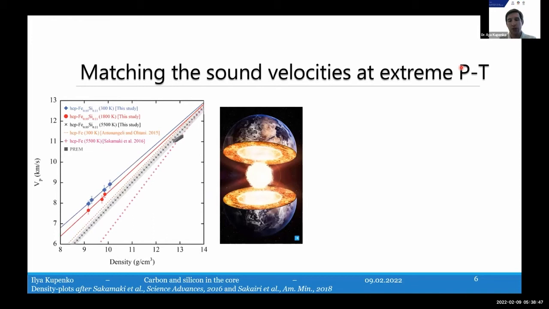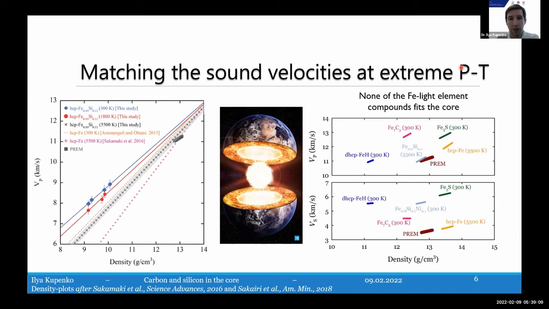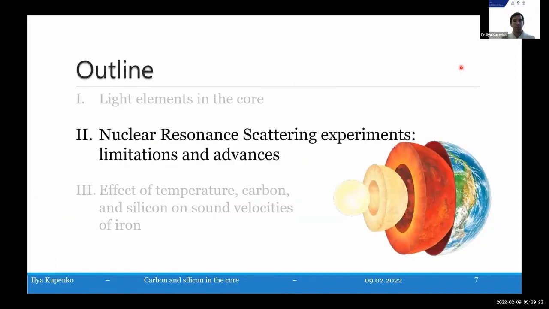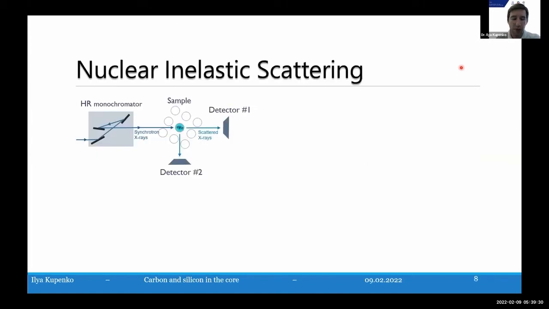The existing studies of temperature effect on sound velocities are mostly focused on compressional sound velocities, while the direct effect of the temperature on the shear velocities has been measured only for a very limited number of compounds and at relatively low pressures. Because of that, none of the iron light elements compounds up to now can fit the densities and velocities of the core. And these measurements are absent for a good reason. The experiments are extremely challenging and became feasible only recently owing to the major development in synchrotron techniques, particularly the extreme brilliance source upgrade.